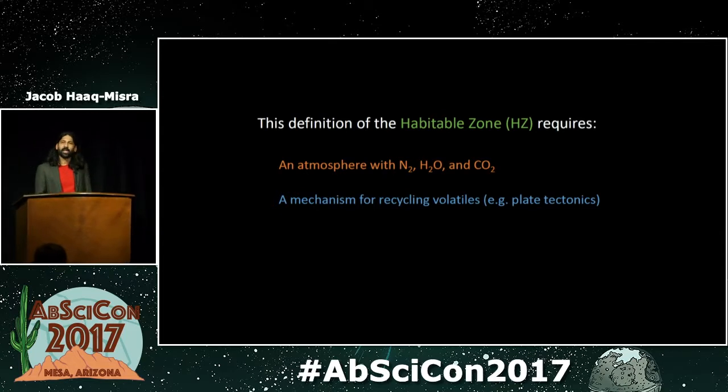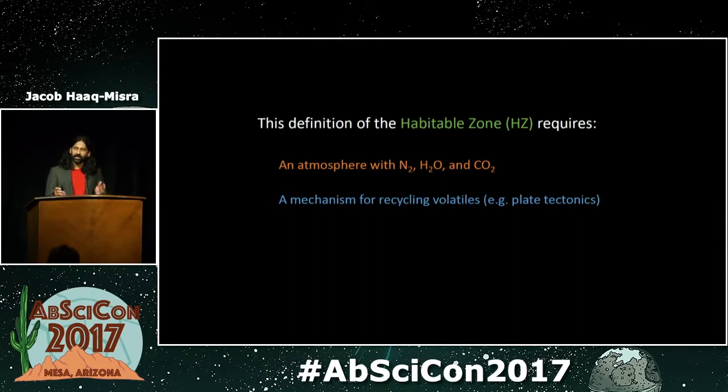Well, what do you really need for that? You need a rocky planet. This doesn't really apply to gas giants. You need an atmosphere with N2, water vapor, and CO2. These are at least the assumptions that go into our models. You can do this with some other greenhouse gases, and there are plenty of papers that do that. But for calculating just the essential outer and inner edge of the habitable zone, we're really interested in water vapor and CO2 as greenhouse gases, and nitrogen to buffer the atmosphere and add some pressure.